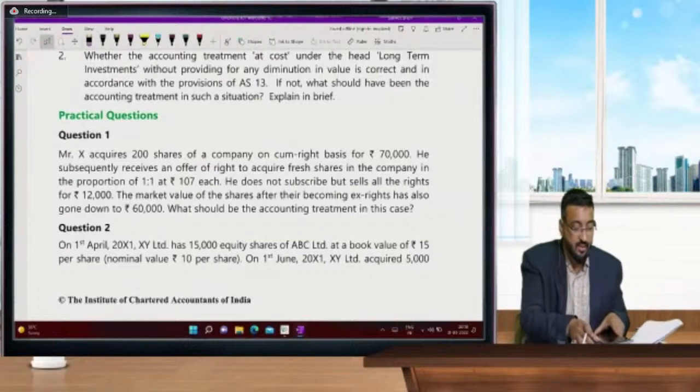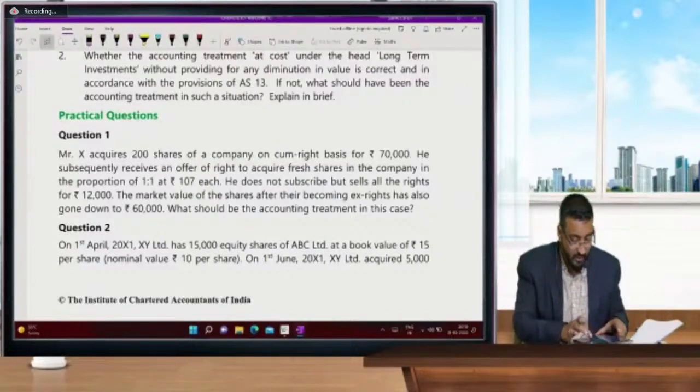ब्रोकरेज नहीं होगा तो कहां से डिडक्ट करेंगे यार? ब्रोकरेज नहीं है तो कहां से डिडक्ट करेंगे?